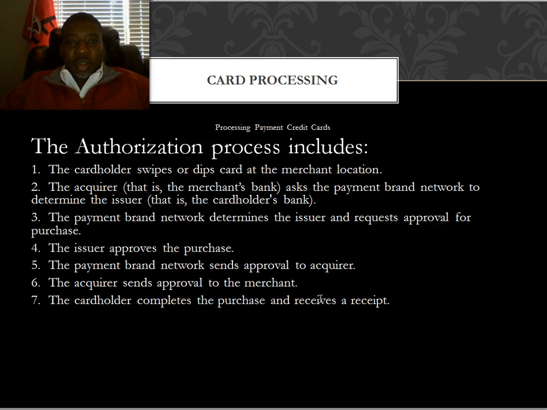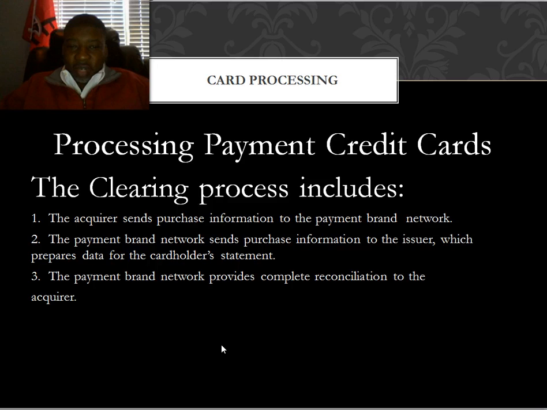You know, you're at the grocery store, you're buying your stuff. It goes again to the acquirer. The acquirer will go to the payment brand network, and then the payment brand network will approve the purchase through the issuer, and then the issuer will send that back to the payment brand network. The payment brand network will send it to the acquirer, who will send it to the merchant, and then you get your groceries. Whew. All in 5 seconds, right? So that was the authorization process.